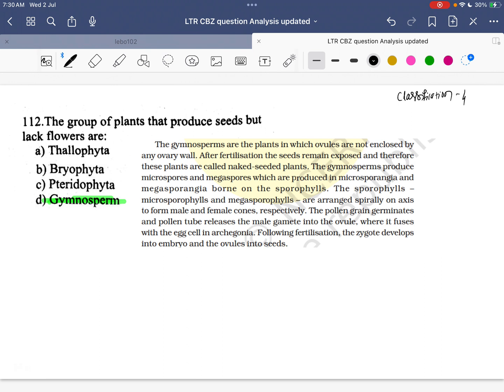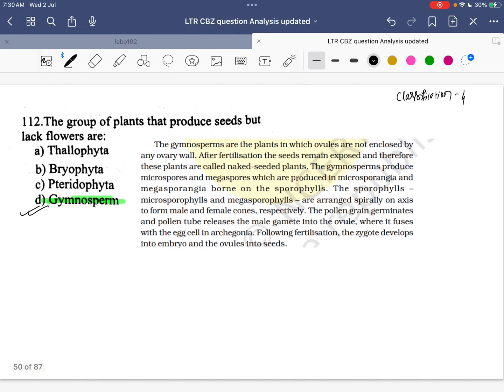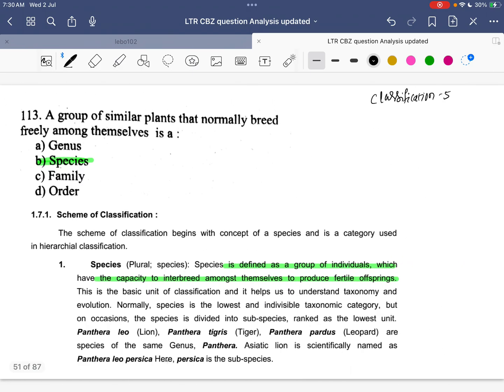Question 112: the group of plants that produces seeds but lacks flowers. You know that gymnosperms lack flowers. So this is the answer. Flower bearing plants are called angiosperms. Then question 113.